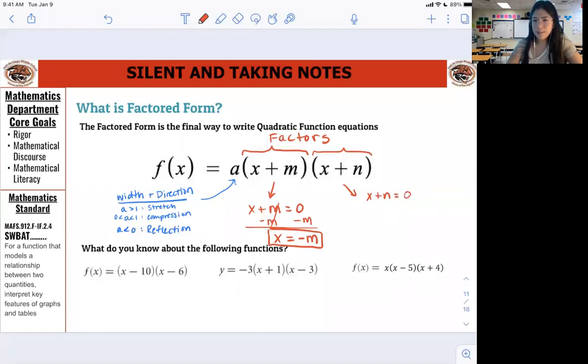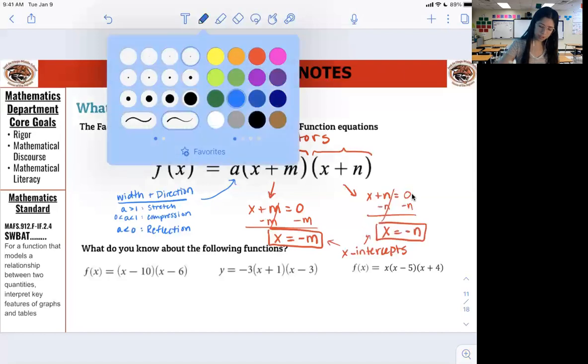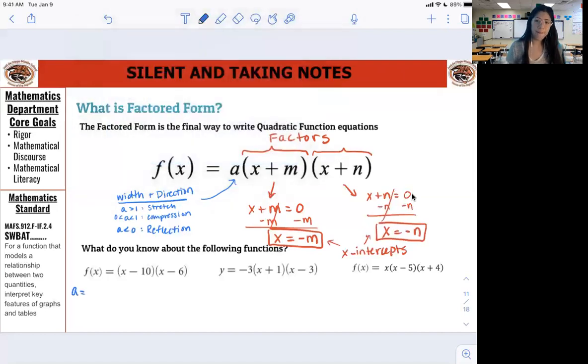So then on this side, I do the same thing. I set it equal to 0. I subtract n. And I get x equals -n. And these are my two what? X-intercepts. Okay. So that is what we do with factored form. Now let's take a look at a couple examples. Number 1, what do I know about this function? Let's talk width and direction. So what's the value of A?